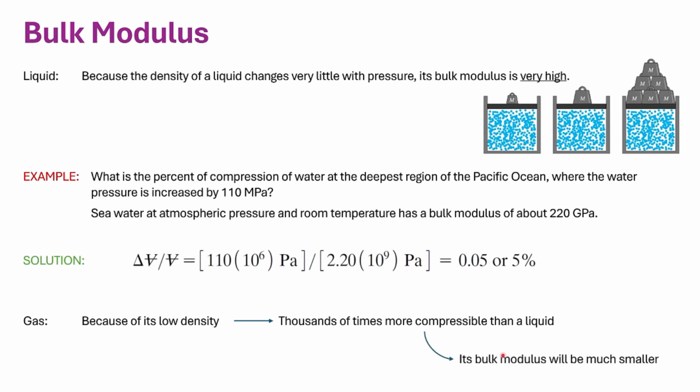Therefore, its bulk modulus will be much smaller. So when bulk modulus is high, it means that the resistance to compression is high. But when the bulk modulus is low, it means that resistance to compression is low, such as a gas.